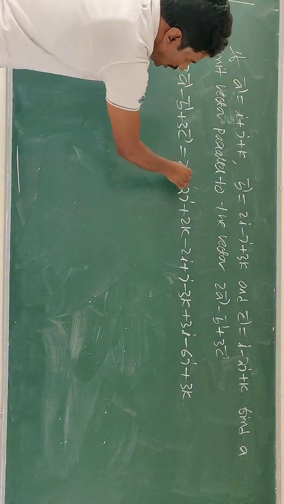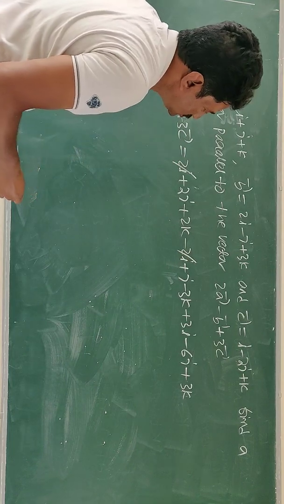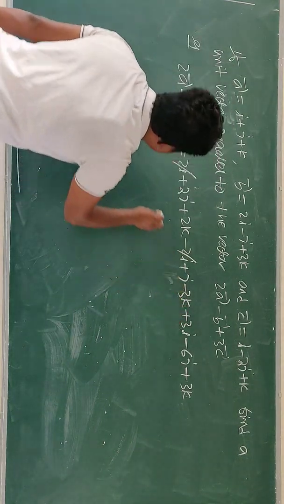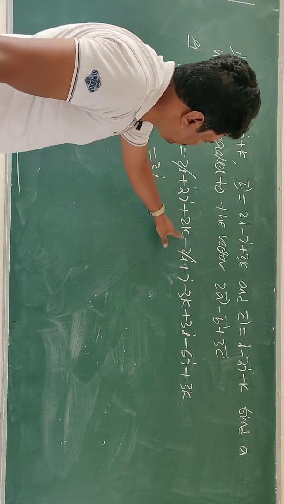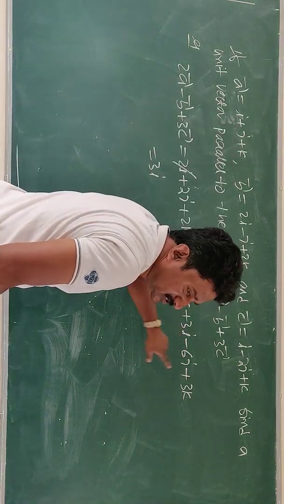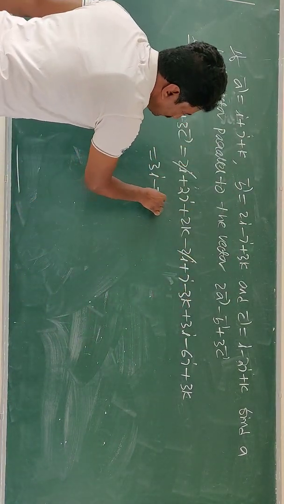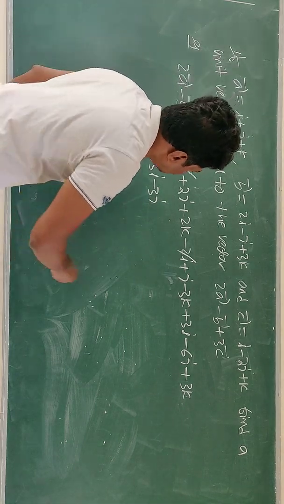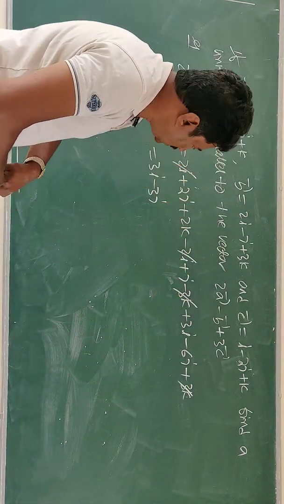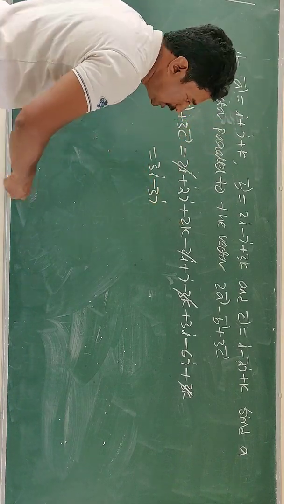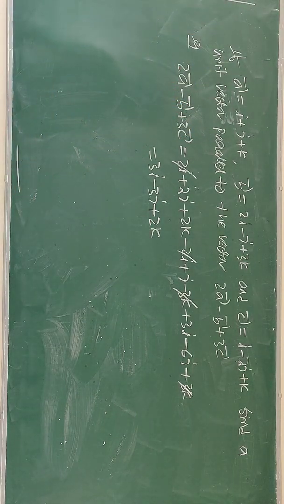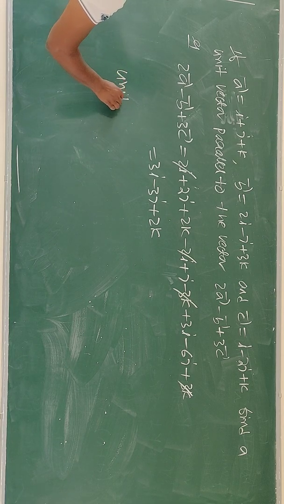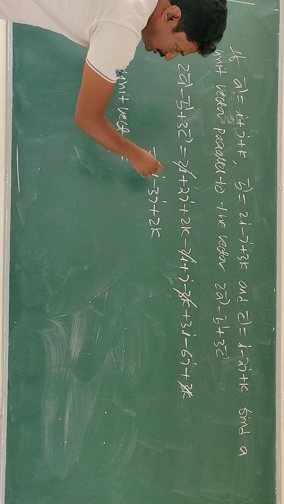Simplify that. 2i cancels, so we still have 3i. J terms, tell me j terms, students: 2j plus j is 3j, minus 6j, so minus 3j. K: 3k cancels. Still how much remaining? Plus 2k, is that correct? So 2k. Now unit vector is required. Unit vector means vector by its magnitude.